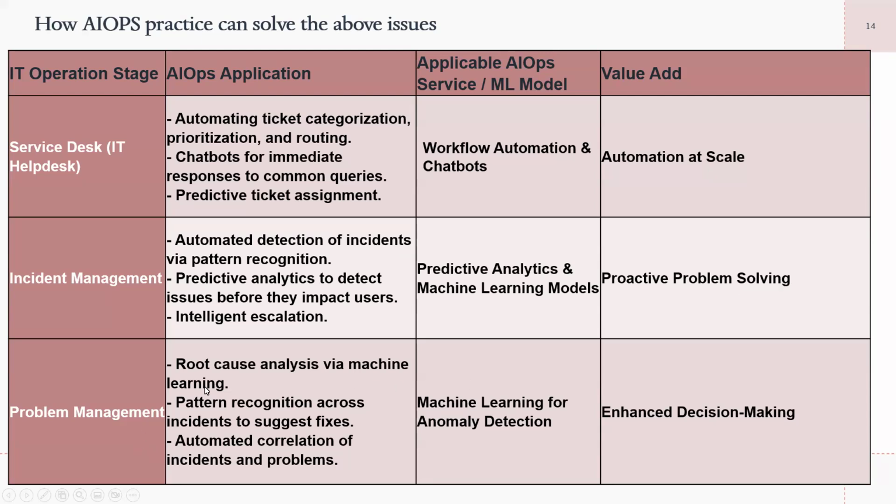Problem management, AIOps application: root cause analysis via machine learning and pattern recognition across incidents to suggest fixes, automated correlation of incidents and problems. Applicable AIOps service or ML model: machine learning for anomaly detection. And then the value added here is enhanced decision making.